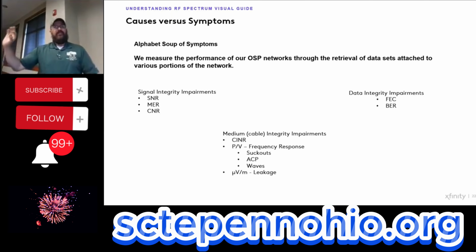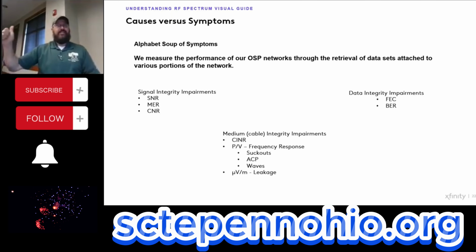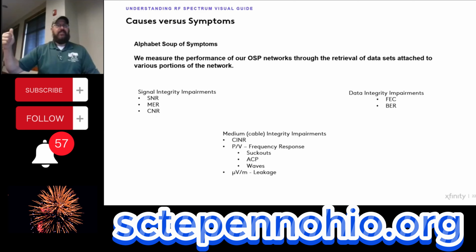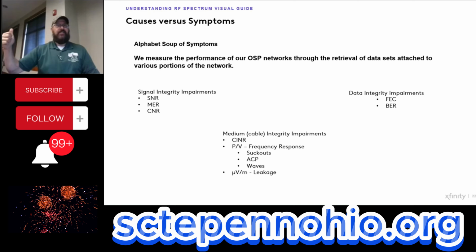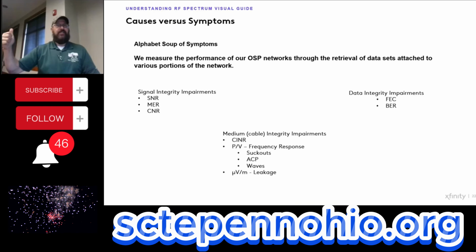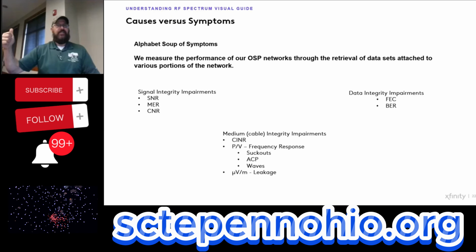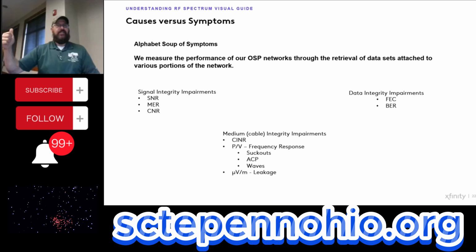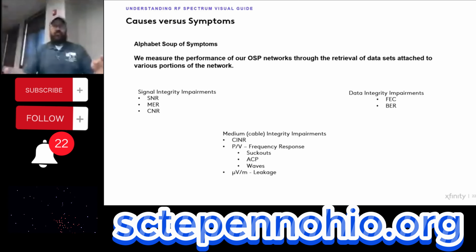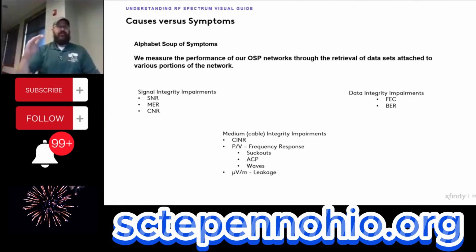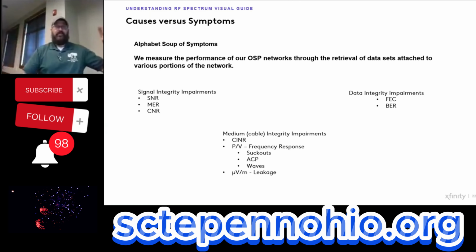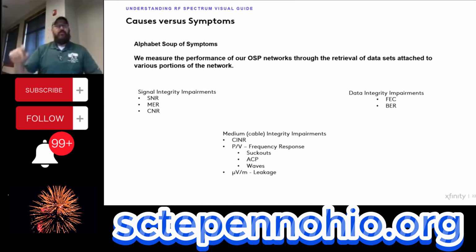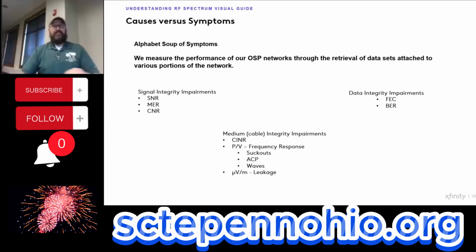So I break these into three different buckets. The signal integrity: modulation error ratio and carrier to noise, those impairments of signal to noise ratio, indicate the quality of the medium or the cable itself. I think about the carrier to interference noise ratio, that peak to valley or frequency response of specific devices. When we think about them in the hard line, they show up as suckouts, ACPs, waves.